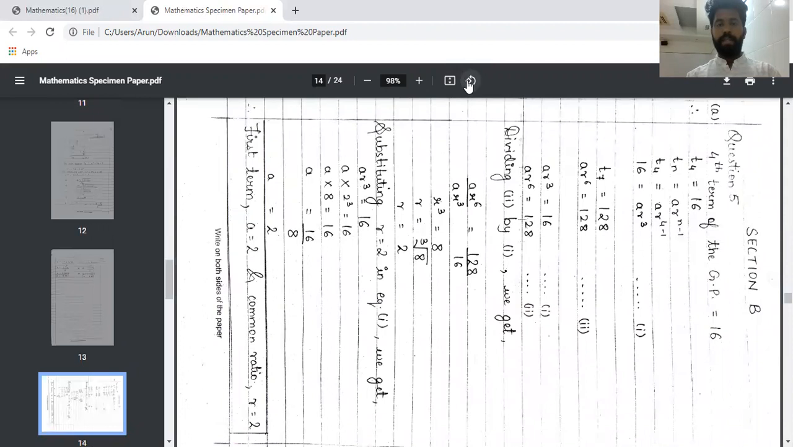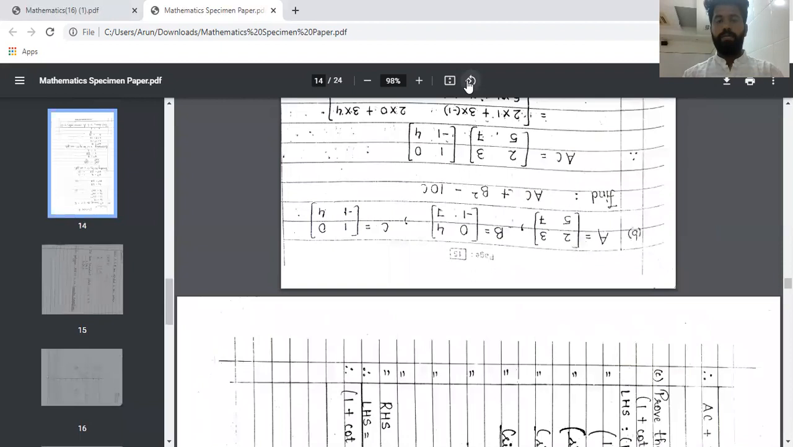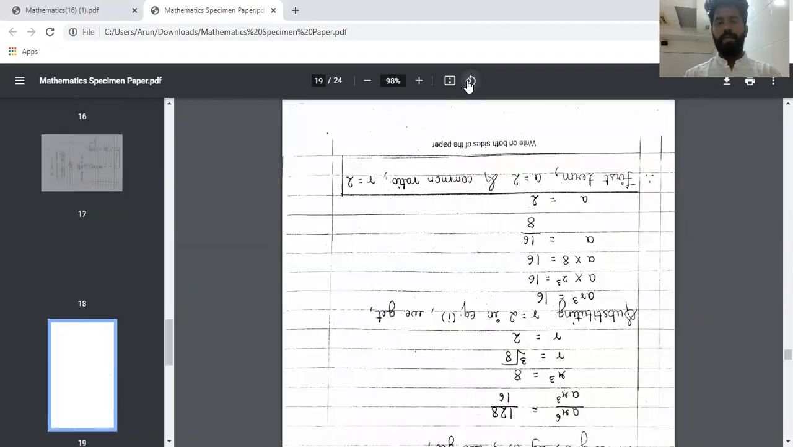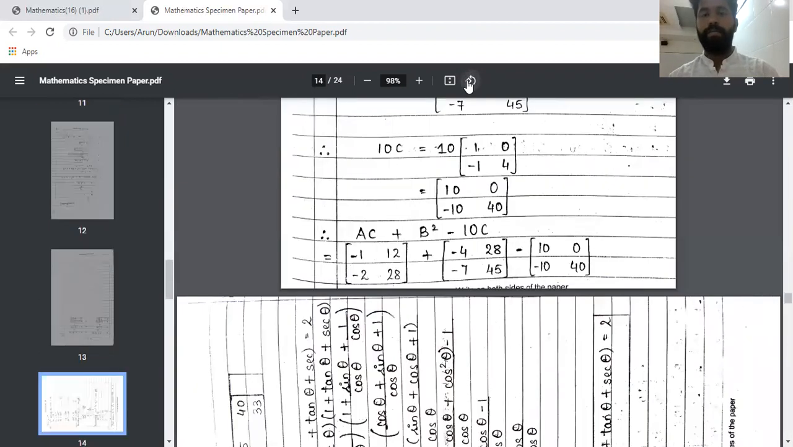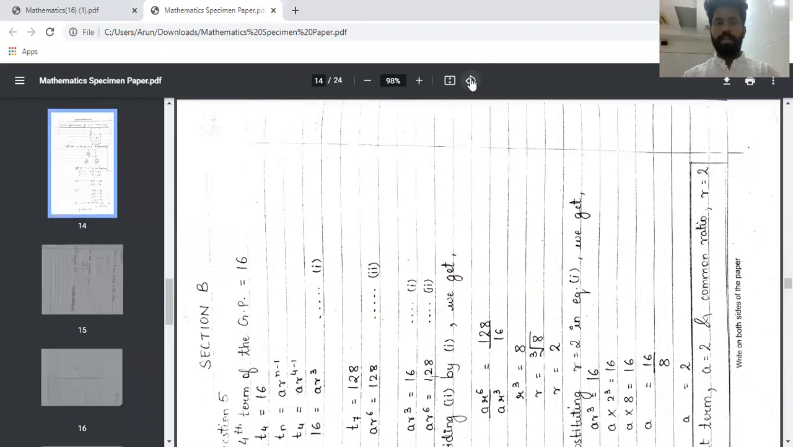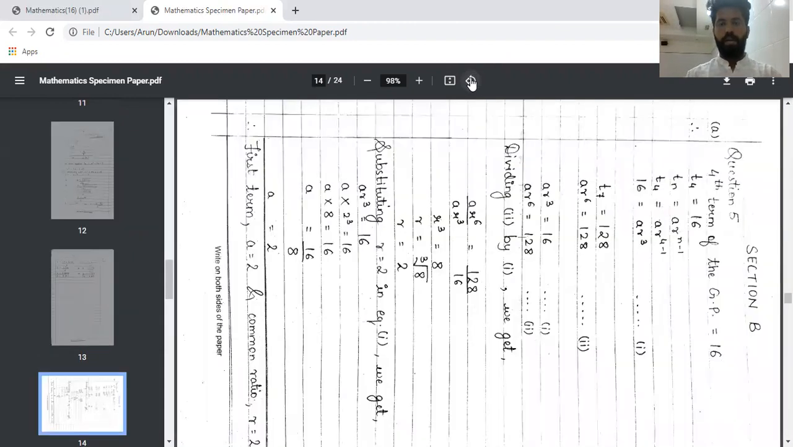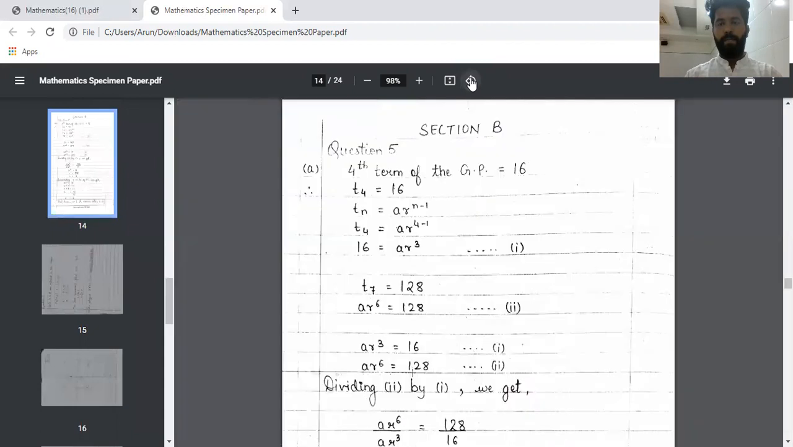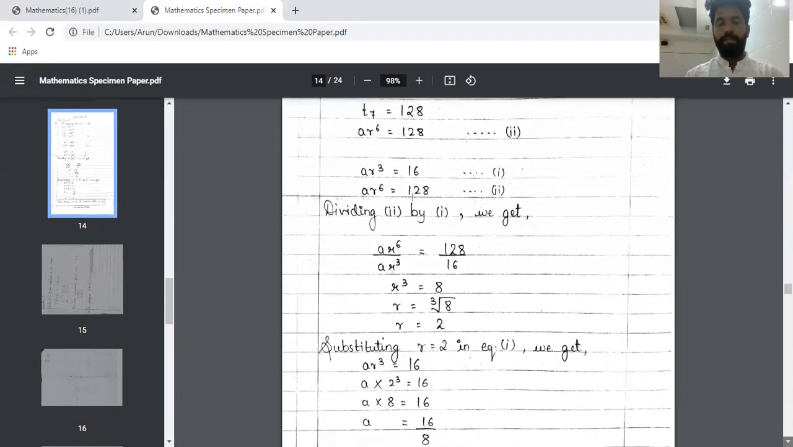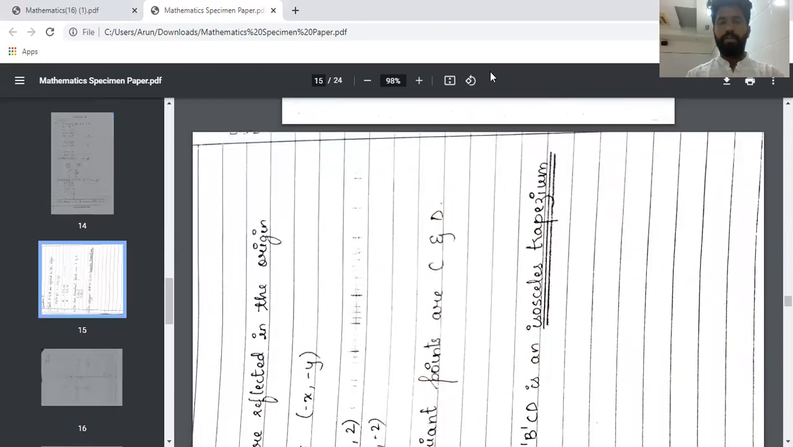Next, second. There's an issue. 1 second. Yeah. So section 5 B, question number 5 is from GP. So we're just going to skip that. Next question.